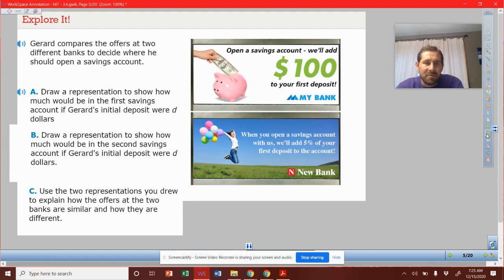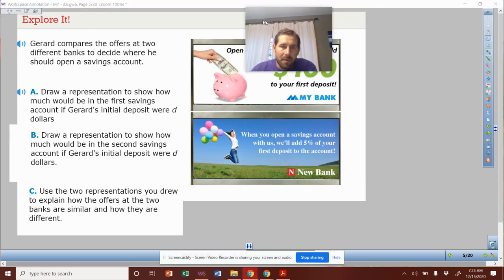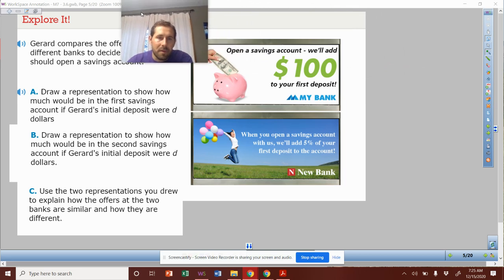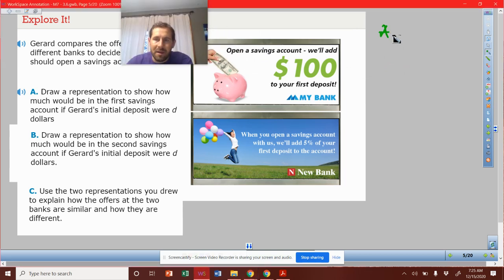Draw a representation to show how much will be in the first savings account if Gerald's initial deposit were D. So we're looking at part A. The first account says open a savings account and we will add $100. So if our first deposit was D, they're going to give us D plus $100 in our bank account.